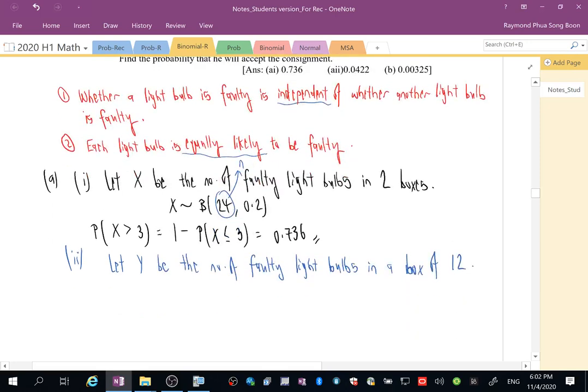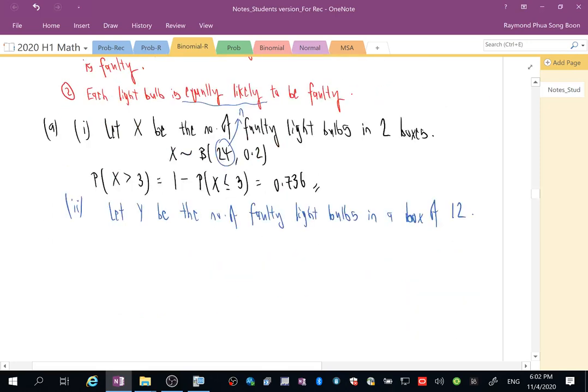Okay, so let y be the number of 40 light bulbs in a box of 12 light bulbs. So y follows a binomial distribution with n 12 and p 0.2. So we're going to find the probability that the number of 40 light bulbs in the box is more than 3.